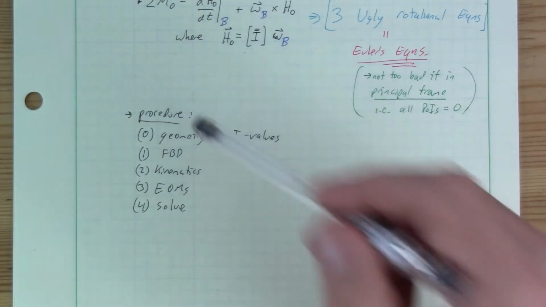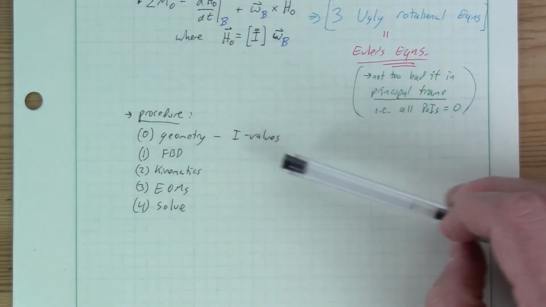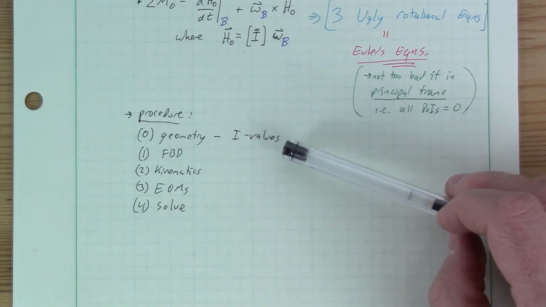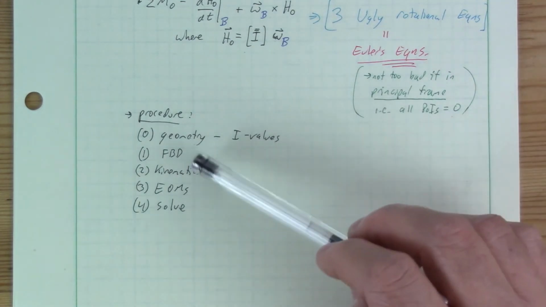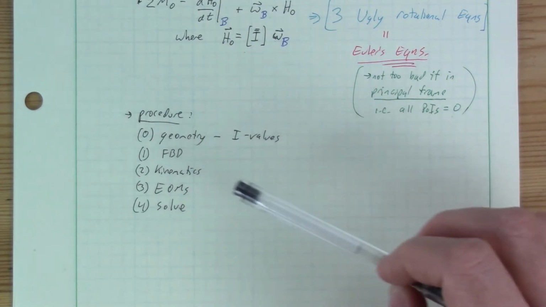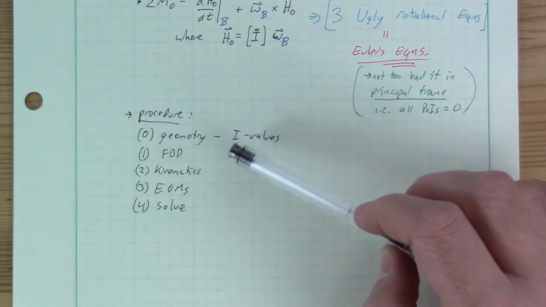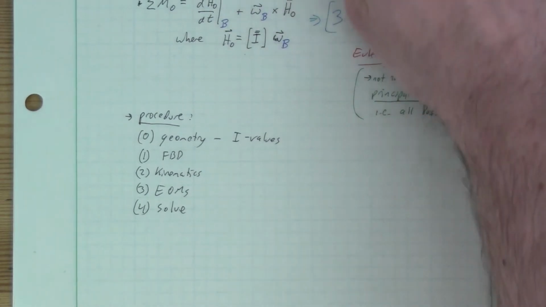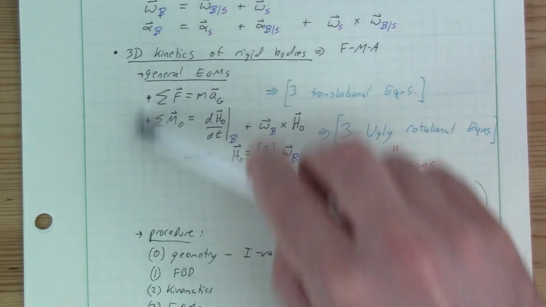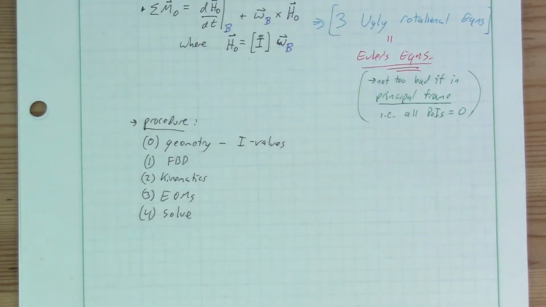All right, so the procedure for all these: write out our geometry, determine the moments of inertia, and if you have to, the products of inertia. Draw out a free body diagram, work through the kinematics, 3D kinematics for the rigid bodies, work through these equations of motion that we have up here, and then solve the system. And that's as quick as we can.